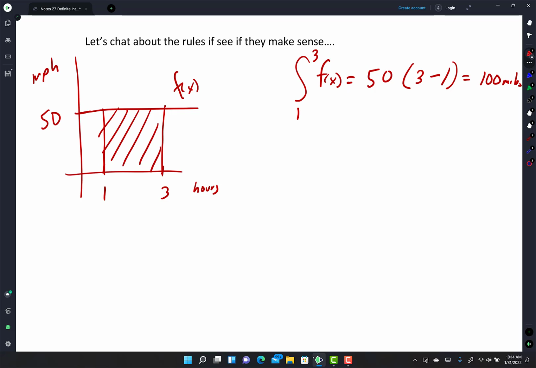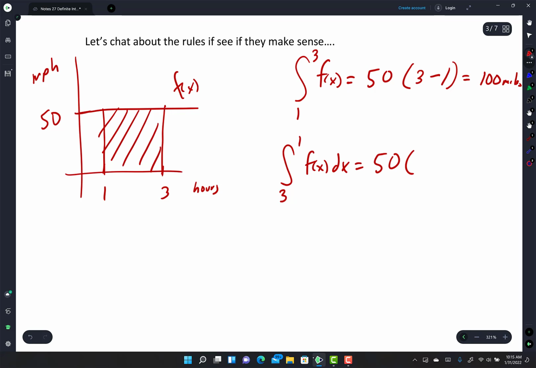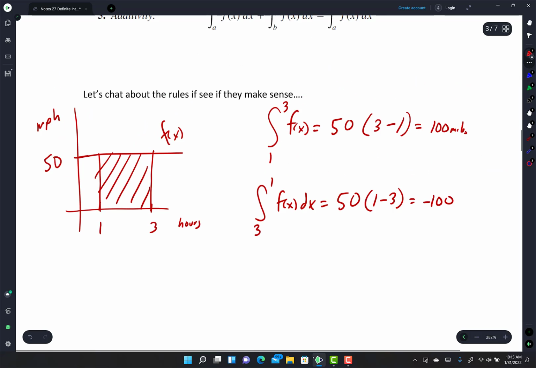Now check it out. If I were to reverse it, if I put a 3 on the bottom and a 1 on the top, f of x dx, because this is just a rectangle, I can find the area again, real simple. I put 50, but now you always do upper minus lower. So 1 minus 3. Notice that now I have a negative. Do you guys see that? Now I'm not trying to make you guys robots, but if the limits change, it's the same number, they just flip, so just put a negative in the front, right off the bat. Cool or not cool? Cool. All right, let's see. What other rules do we got?